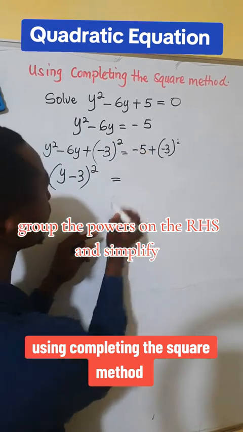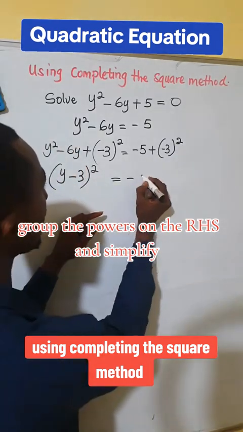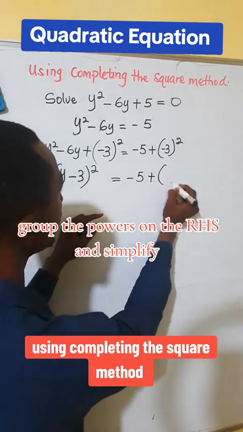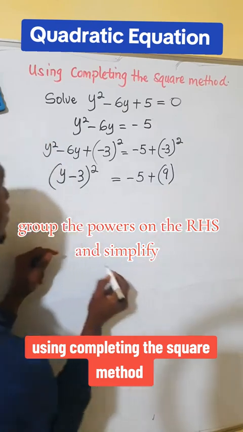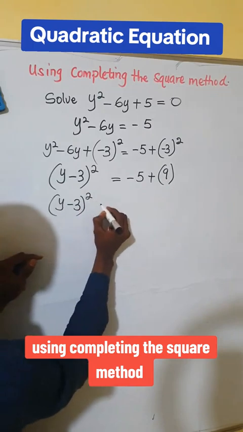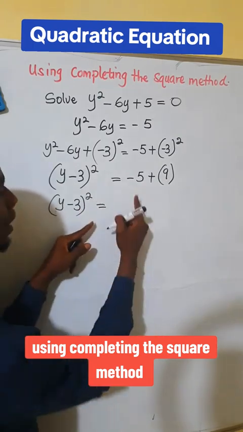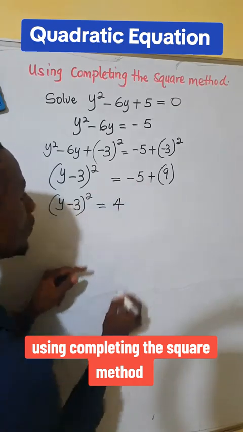All this is equal to, remember this is raised to the power 2. So this is going to be minus 5 plus, remember minus 3 raised to the power 2 will give us 9, right? So our y minus 3 all raised to the power 2 will now be equal to, if I simplify minus 5 plus 9, we are going to get positive 4, right?